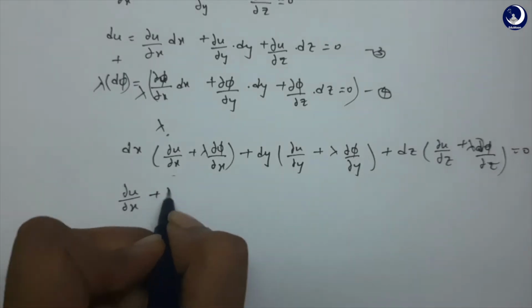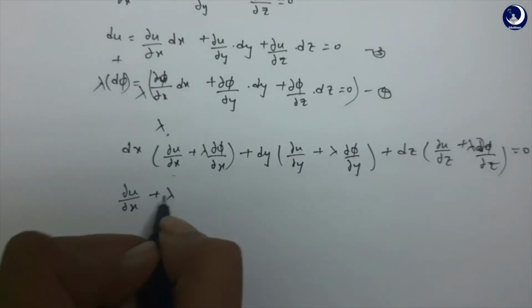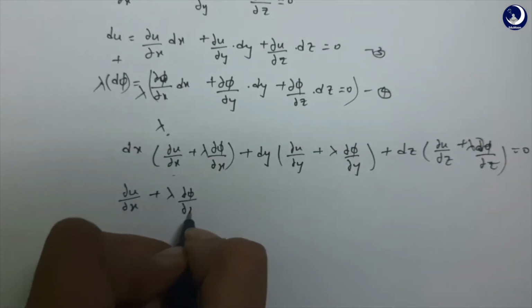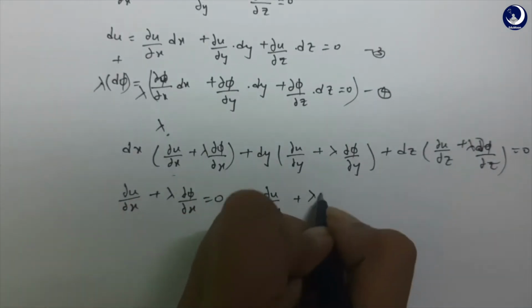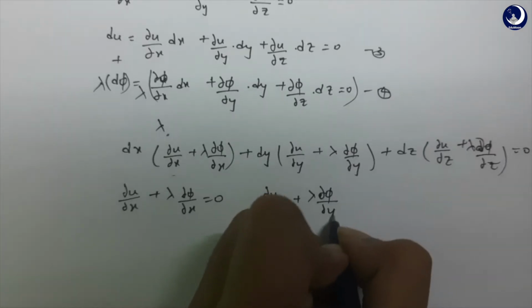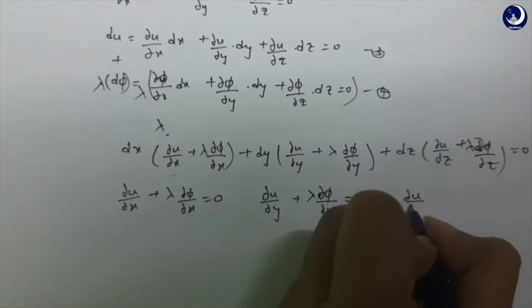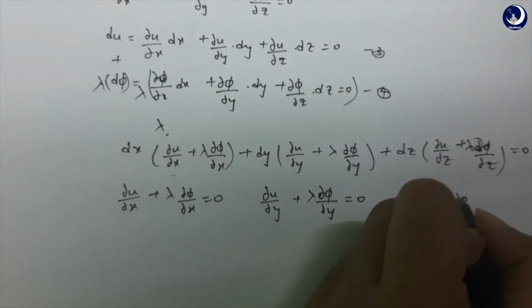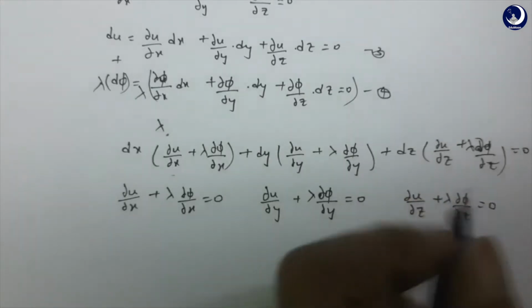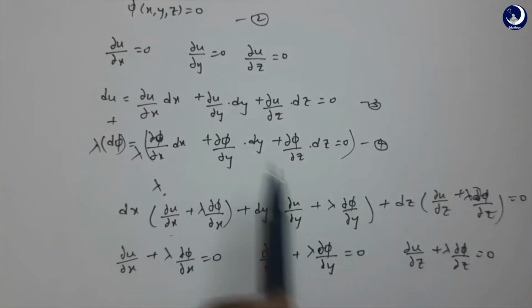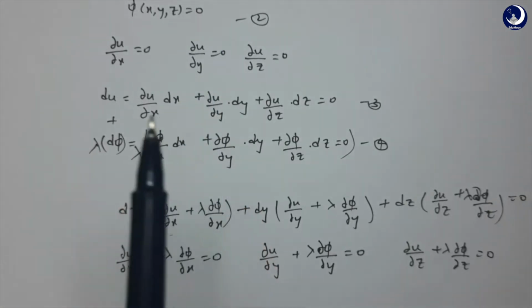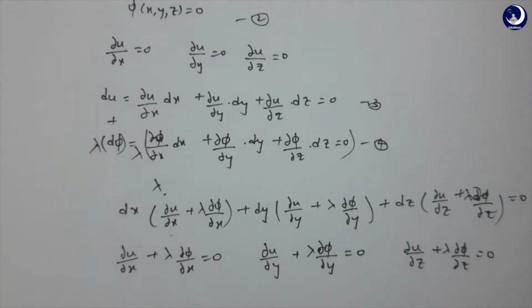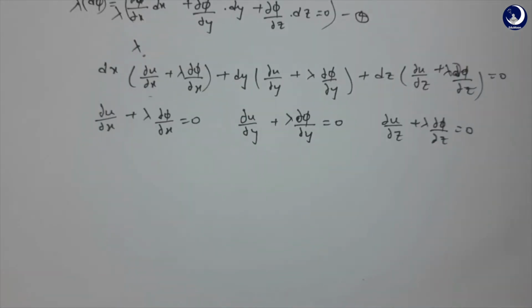That means we get dou u by dou x plus lambda dou phi by dou x equals 0, dou u by dou y plus lambda dou phi by dou y equals 0, and dou u by dou z plus lambda dou phi by dou z equals 0. So these three equations with this second equation together will help us determine the values of x, y, z and lambda, for which u is stationary.